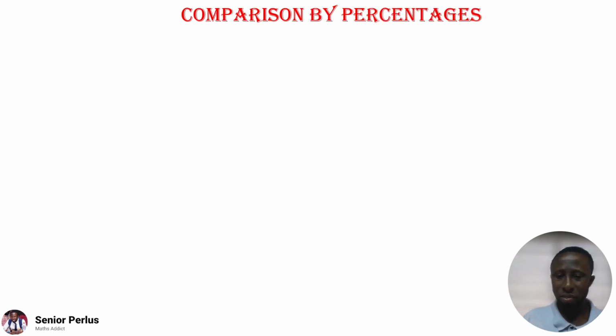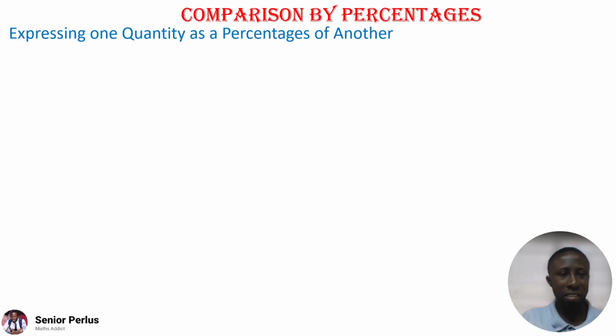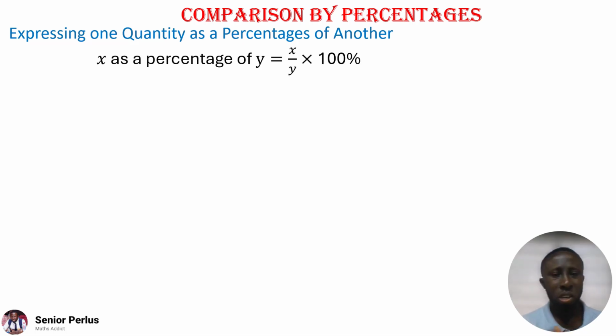We are still on comparing percentages. Express one quantity as a percentage of another. To express one quantity as a percentage of another, S as a percentage of Y is S out of Y times 100. So this is how we do it.